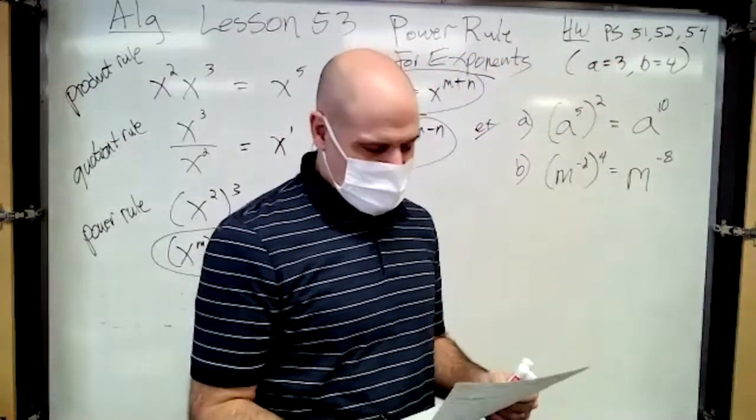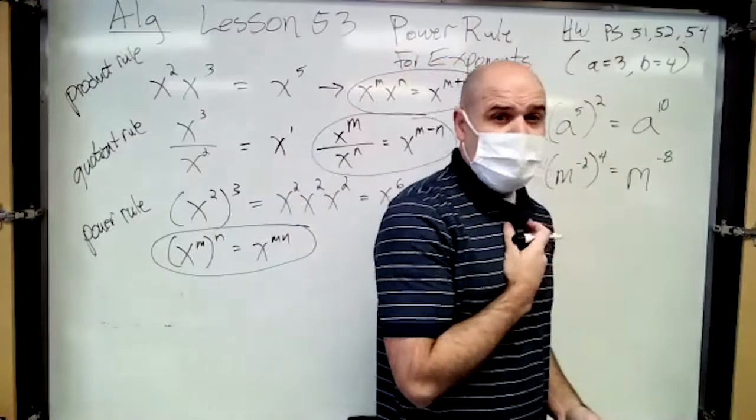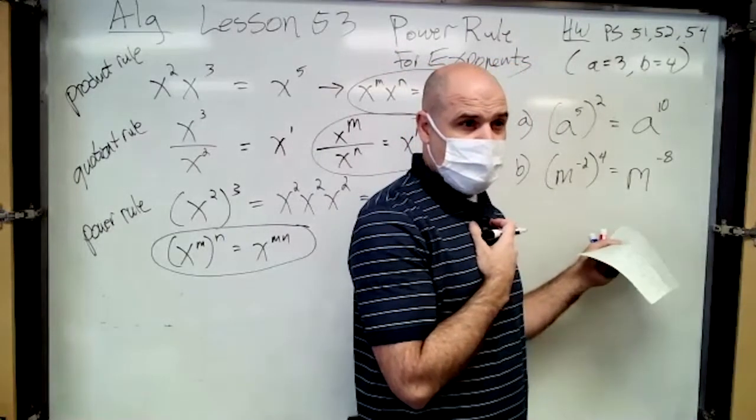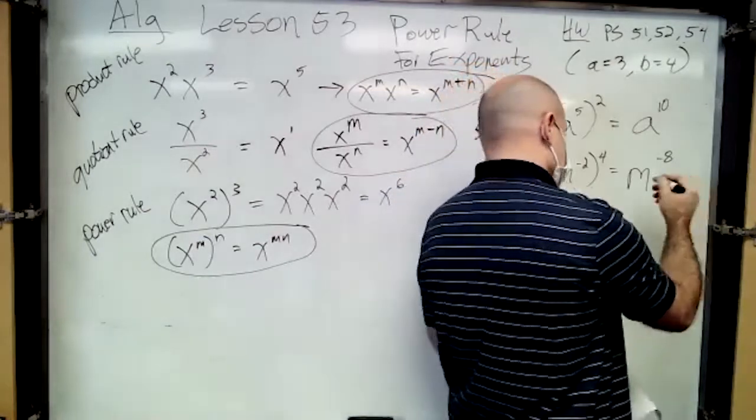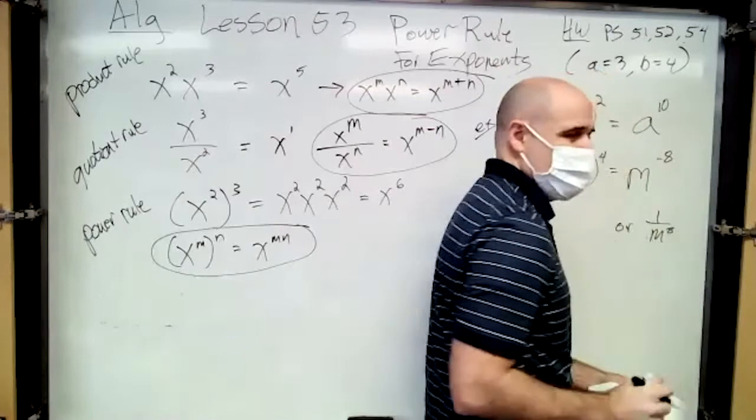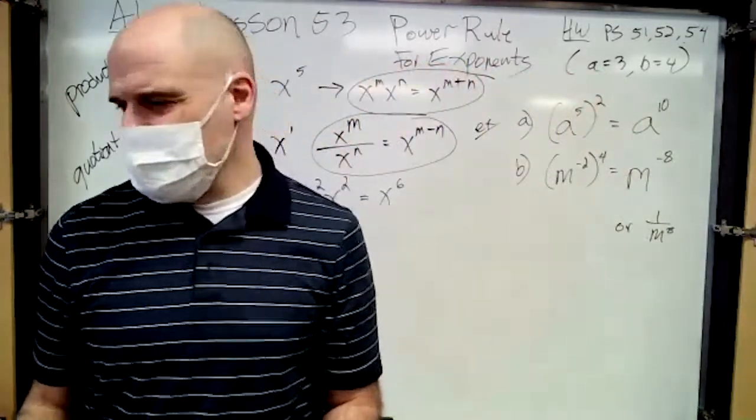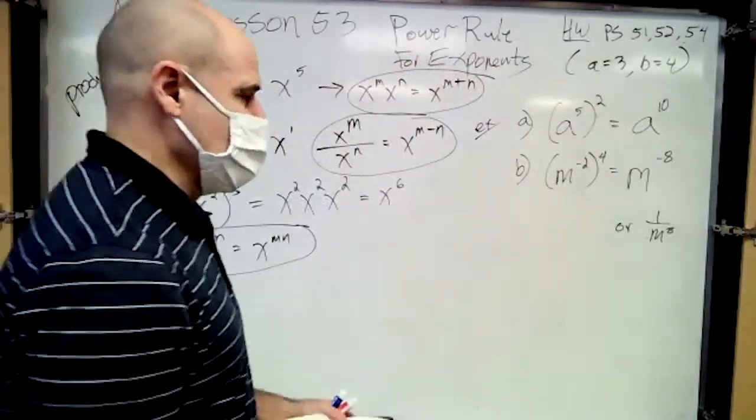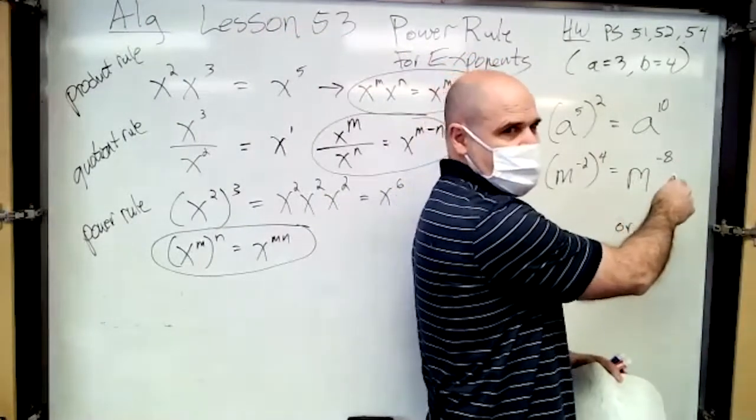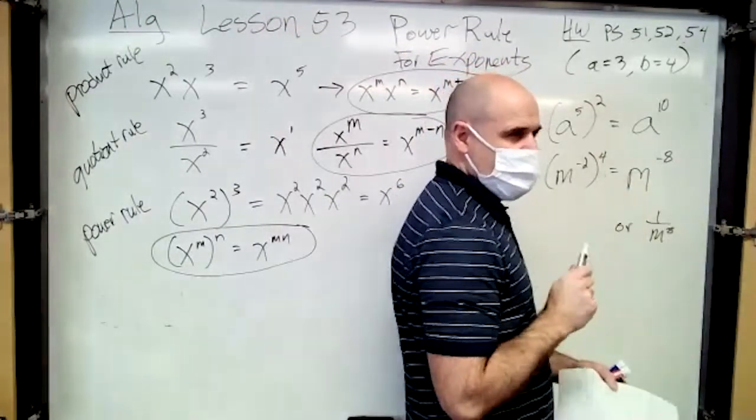Okay? And then if I said write this with positive exponents, what would you do here? Yeah, put it on the bottom. So I could say 1 over M to the 8th, right? So remember, negative exponents have nothing to do with whether something's positive or negative. So this is not negative M to the 8th, okay? Don't do that. You got to remember that.